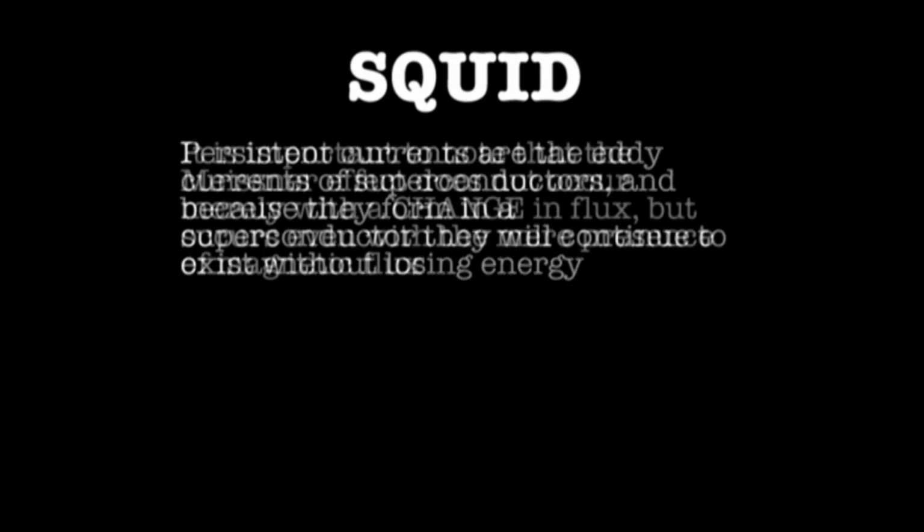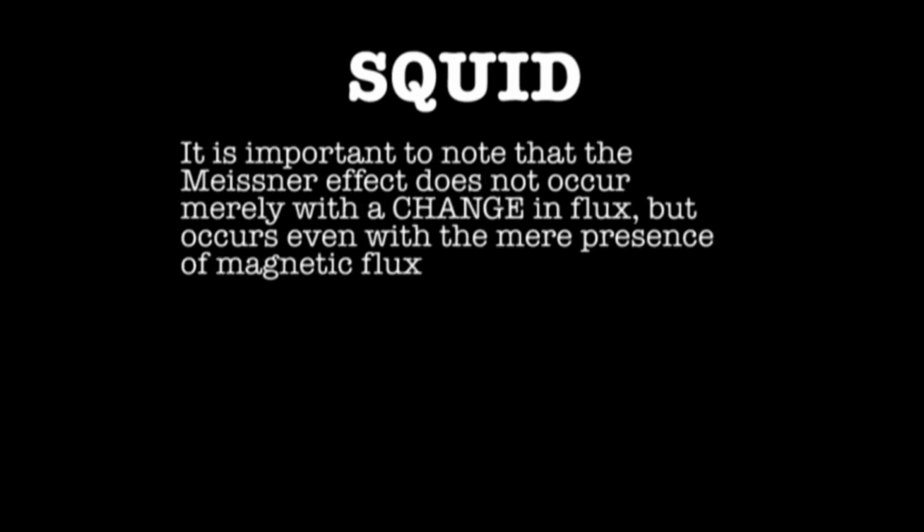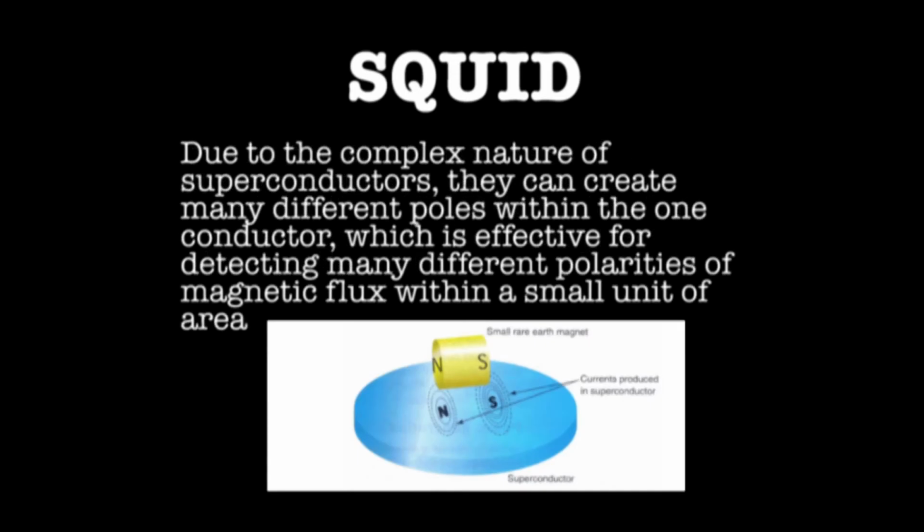It is important to note that the Meissner effect does not occur merely with a change in flux, but occurs even with the mere presence of magnetic flux. Due to the complex nature of superconductors, they can create many different poles within the one superconductor, which is effective for detecting many different polarities of magnetic flux within a small unit of area.